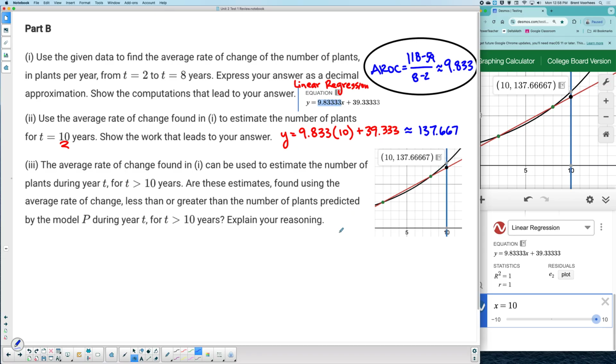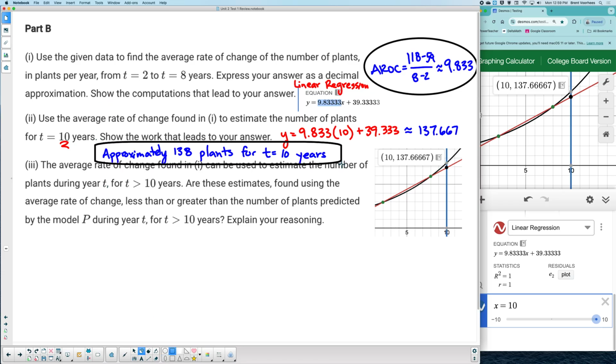137.667. So can you have that many plants? Can you have a decimal of plants? So I would actually write the answer here of approximately 138 plants for t equals 10 years. Okay, so I would actually write that for my answer, just because you can't have a decimal of a plant. So that should make sense.